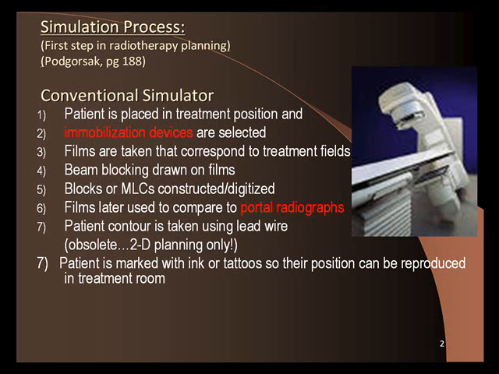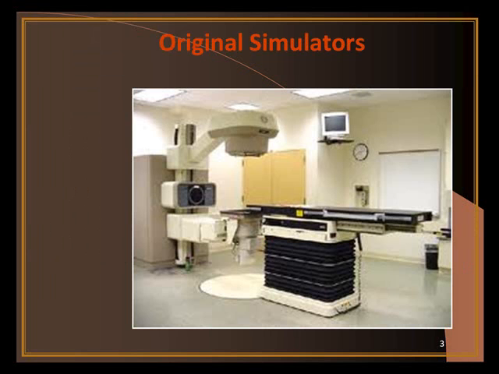Then the patient is marked with ink or tattoos that don't come off, so the position can be reproduced in the treatment room. Okay, so they're marked with what we call a 3-point mark. One mark on each side and one mark on the anterior surface. And those all intersect at one point. Okay? And that's the isocenter.